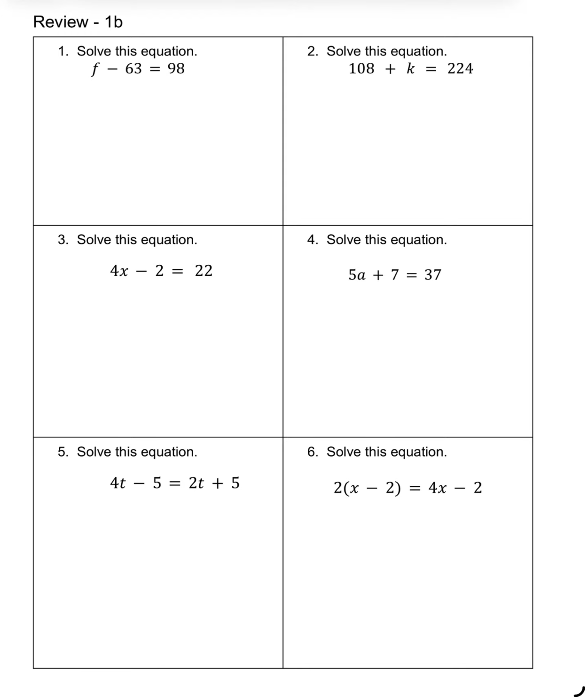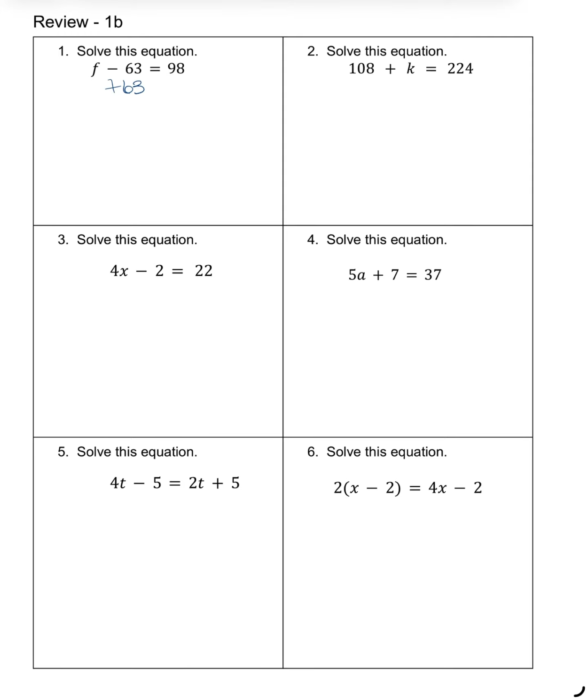So to solve a one-step equation, we look at what is happening on the same side as the letter. So we have the letter F and we're subtracting 63. We want to do the opposite of subtracting 63. The opposite is adding 63. So we are going to add 63 on the left side, and that's canceling out, right?